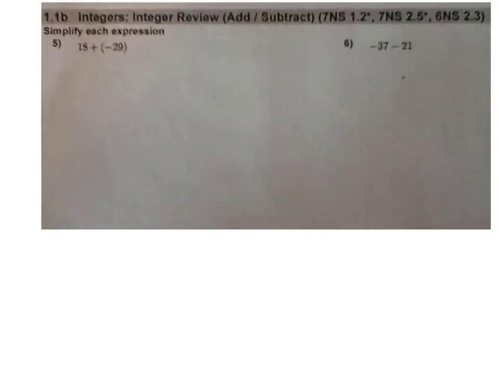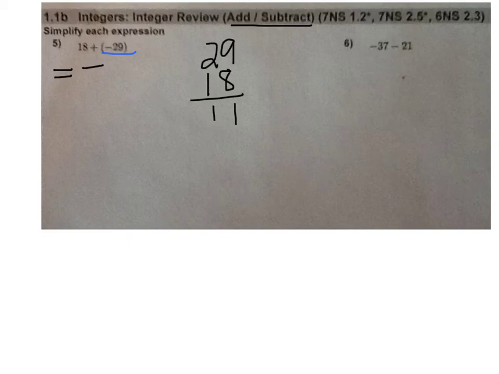The next set says that we are adding and subtracting, and this is kind of our very basic. So this is the review problems from last week. So we have a positive 18 and a negative 29, and we're adding them together. When I look at that, I say, oh, this 29 is bigger, so my answer is going to be negative. And then in my head I say, all right, I better do the math over here, and because they're different, I'm going to subtract, and I get 11. So negative 11 is my answer.